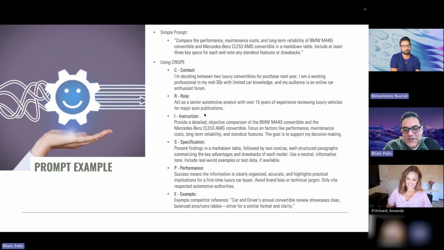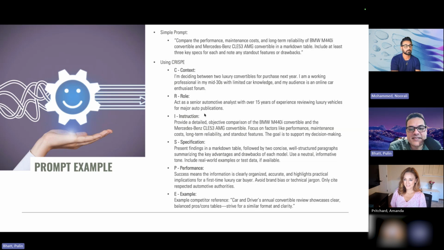So next one's role. See, that's the part. It's very important. We're giving it a role: act as a senior automotive analyst with 15 years of experience. So we provided a role and we give it instruction: provide a detailed, objective comparison between the two cars. We want to focus on the performance side of it, the maintenance, because that's very important, and reliability, and whatever other features really stand out between the two. And being very specific.